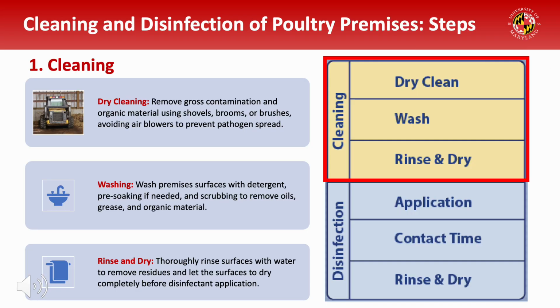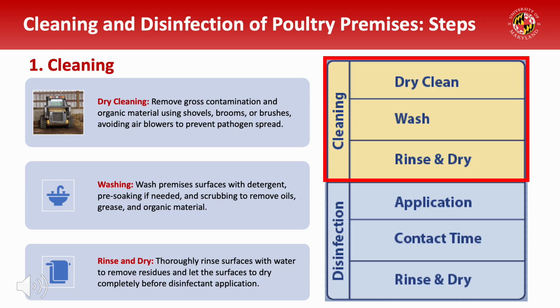Steps of cleaning and disinfection of poultry premises. As the name suggests, the cleaning and the disinfection process can be divided into two processes: cleaning and disinfection. The first cleaning process can be conducted in essentially 3 steps. 1. Dry cleaning. Remove gross contamination and organic material using shovels, brooms, or brushes, avoiding air blowers to prevent pathogen spread.